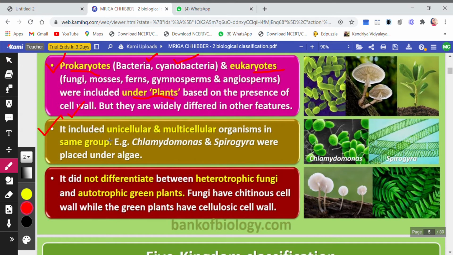Second, it included unicellular and multicellular organisms in the same group, as I said, because prokaryotes and eukaryotes were placed under the same category. So Chlamydomonas and Spirogyra were placed under the algae. Now Spirogyra is filamentous. You see, it has filaments, but Chlamydomonas is unicellular. So how can we place both of them under the same category?